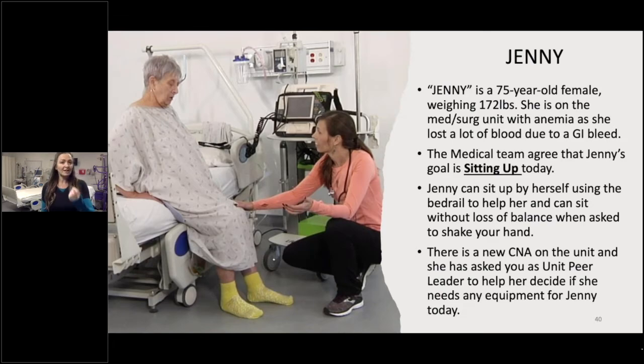Jenny, when you ask her, can sit up by herself. She uses the bed rail, and once she's up, she can sit and she can shake your hand without loss of balance. There's a new CNA on the unit, and she has asked you as the unit peer leader to help her decide if Jenny needs any equipment.